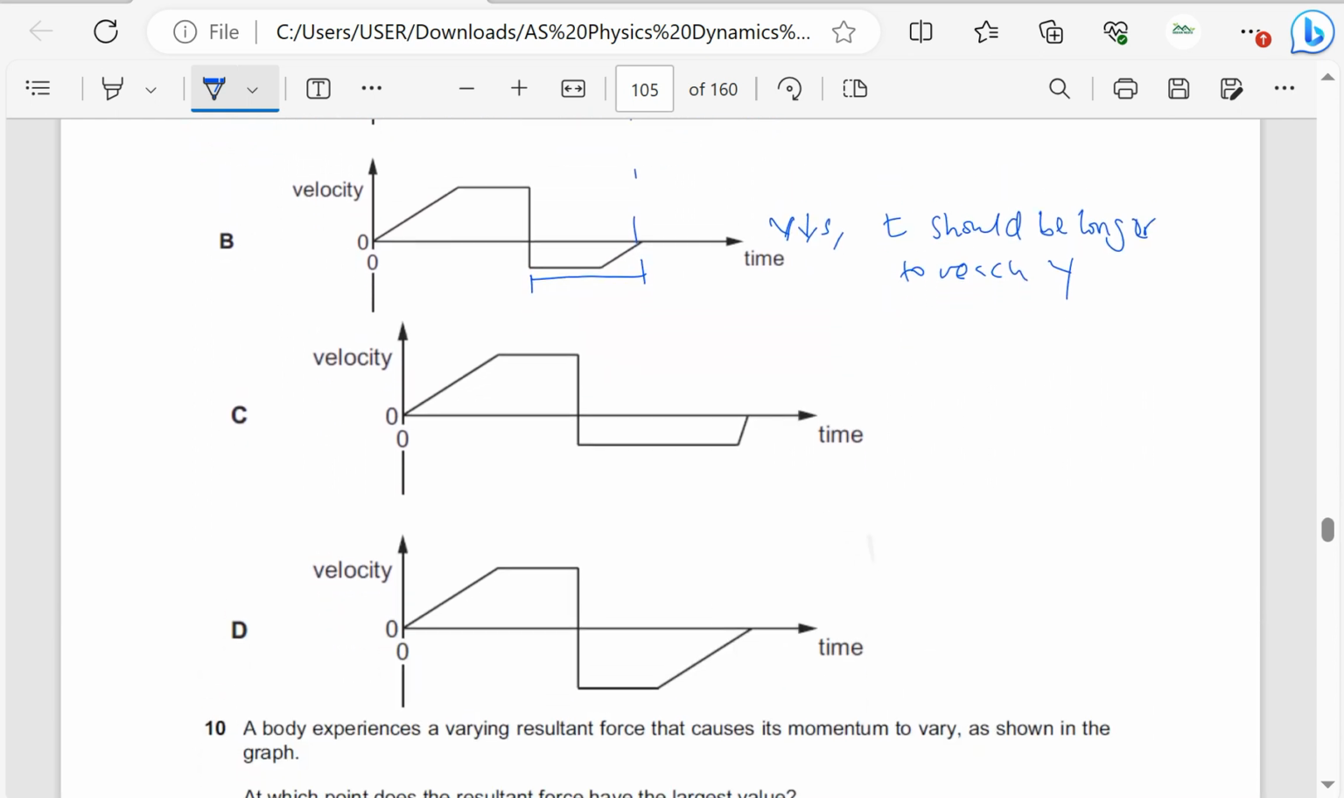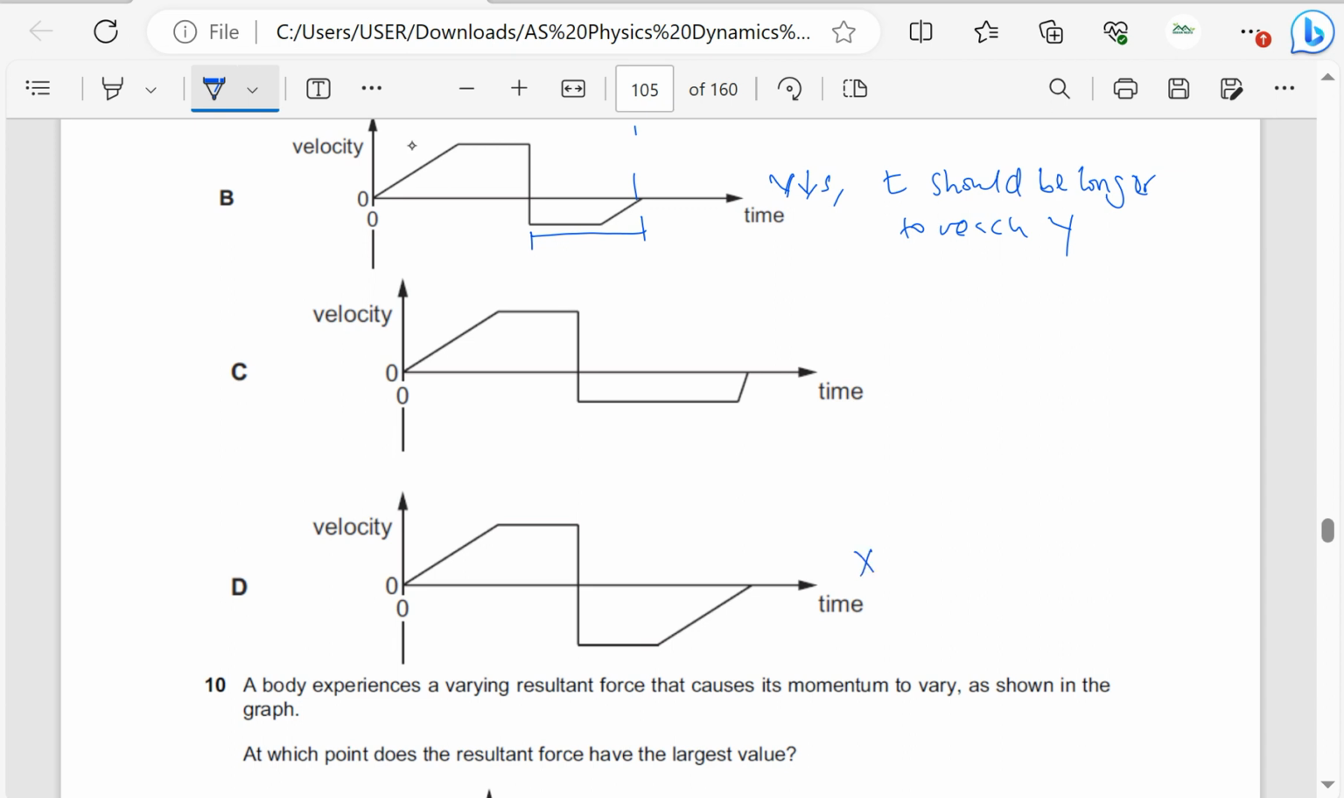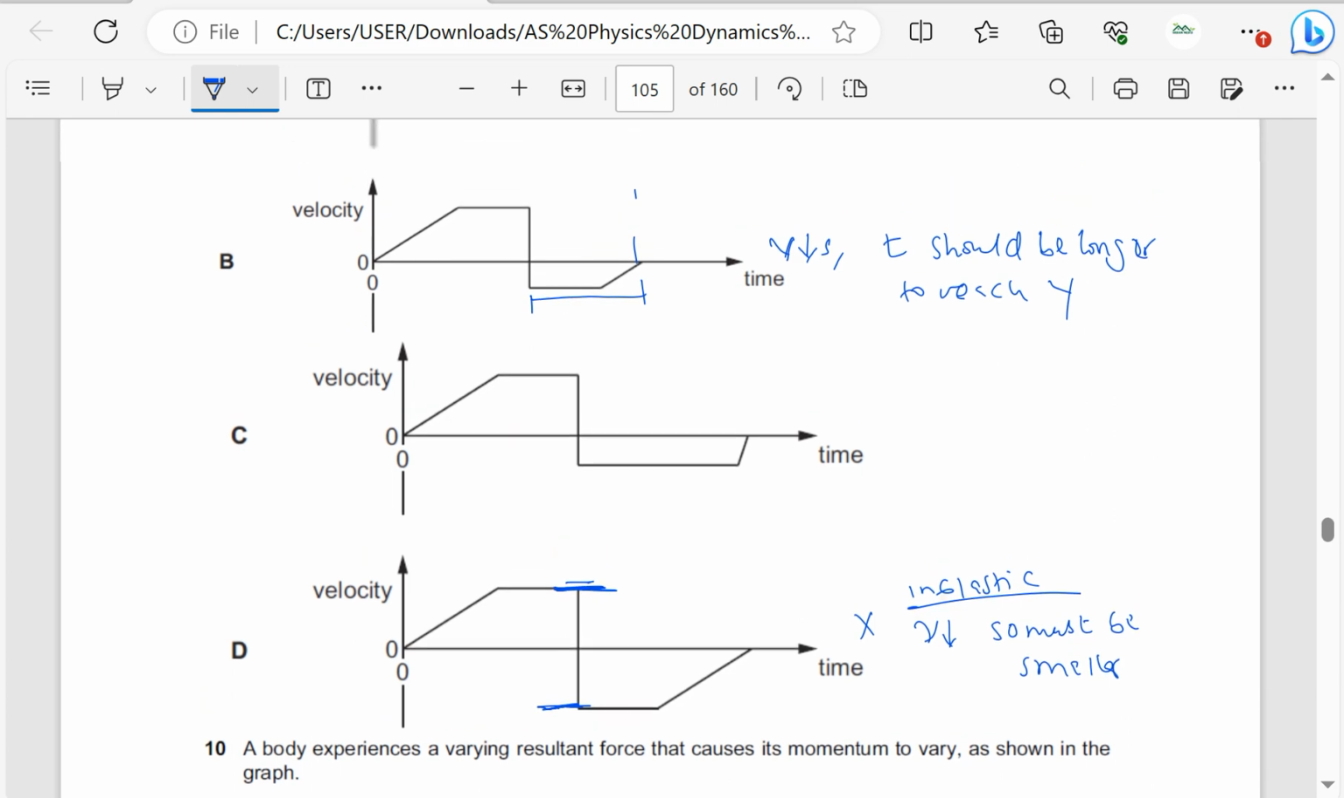And of course, D is out, because it is showing that it rebounds with the same velocity. Remember, it is inelastic. So the velocity with which it rebounds is not the same, the velocity is smaller. So V decreases, so it must be smaller. So this one is out, because the maximum velocity here is the same as this one, yet it rebounds with a smaller velocity since it is inelastic. That's why it is out.